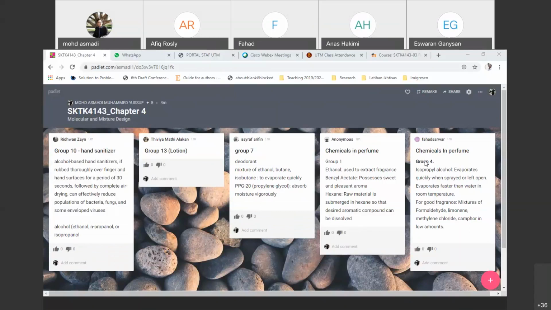Group 10, hand sanitizer. Alcohol-based sanitizer. Generally, we use propyl alcohol, isopropyl alcohol. Okay, but I think 70% must be 70%, if rubbed thoroughly through the fingers and surfaces for a period of 30 seconds. Yes.